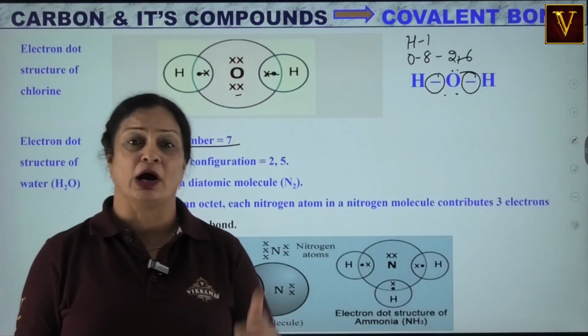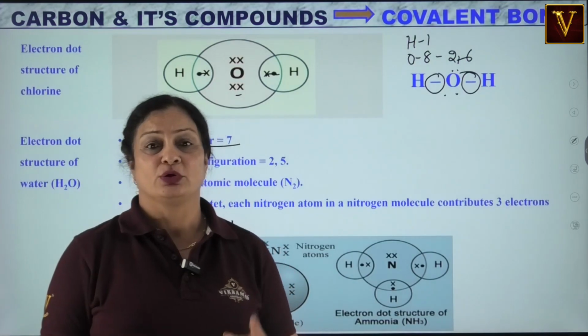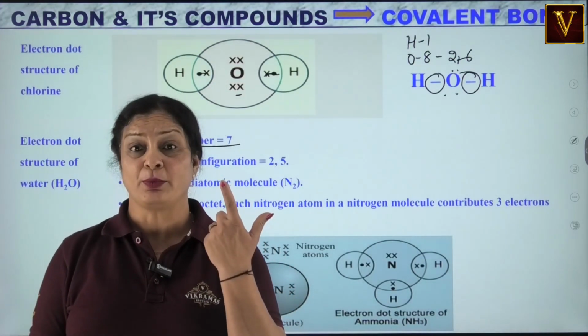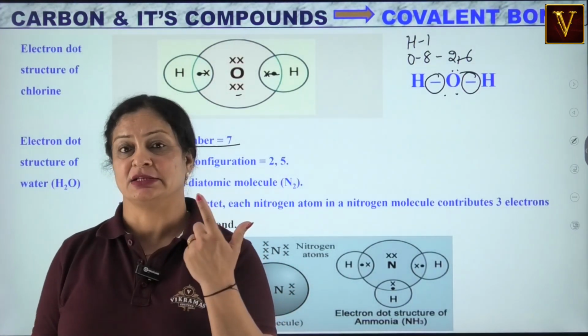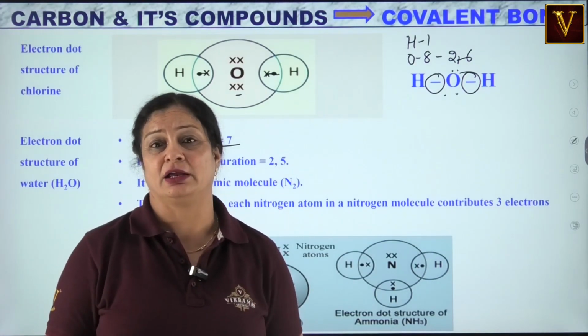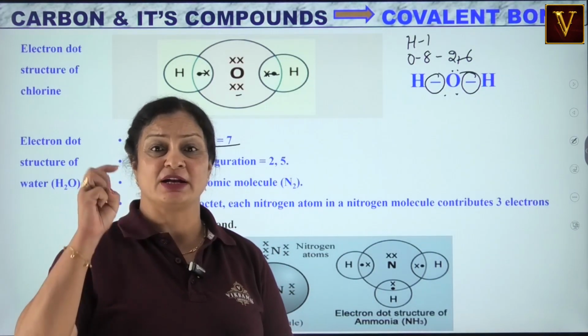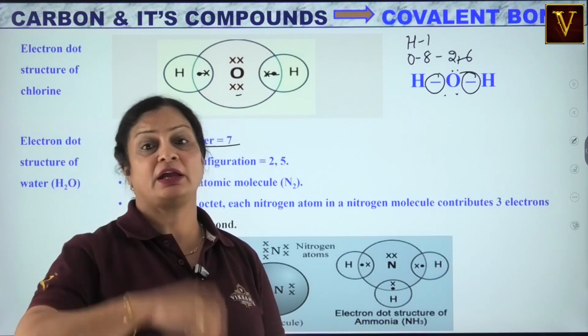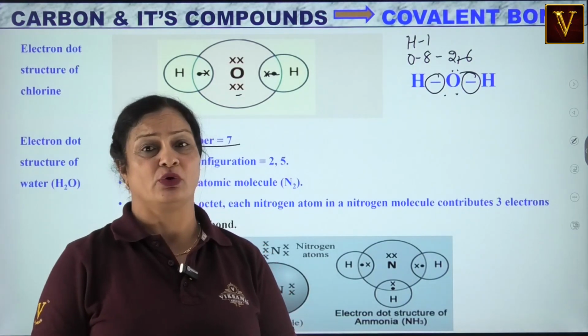Now we will see how the triple bond is formed. So when will a triple bond form? Yes, when can a triple bond form? When elements share how many? 3 electrons. Yes, students, we know very well.